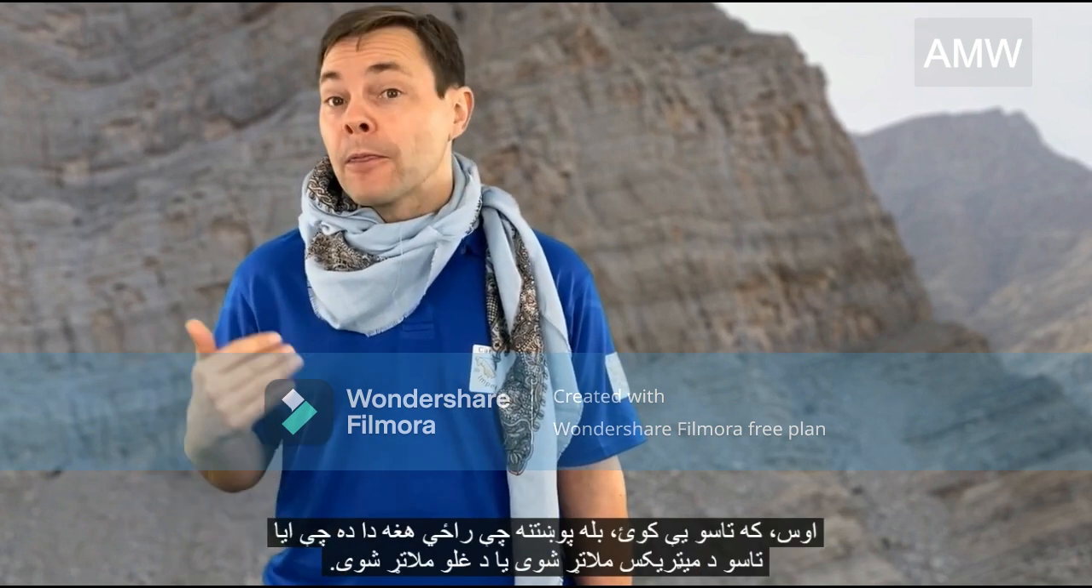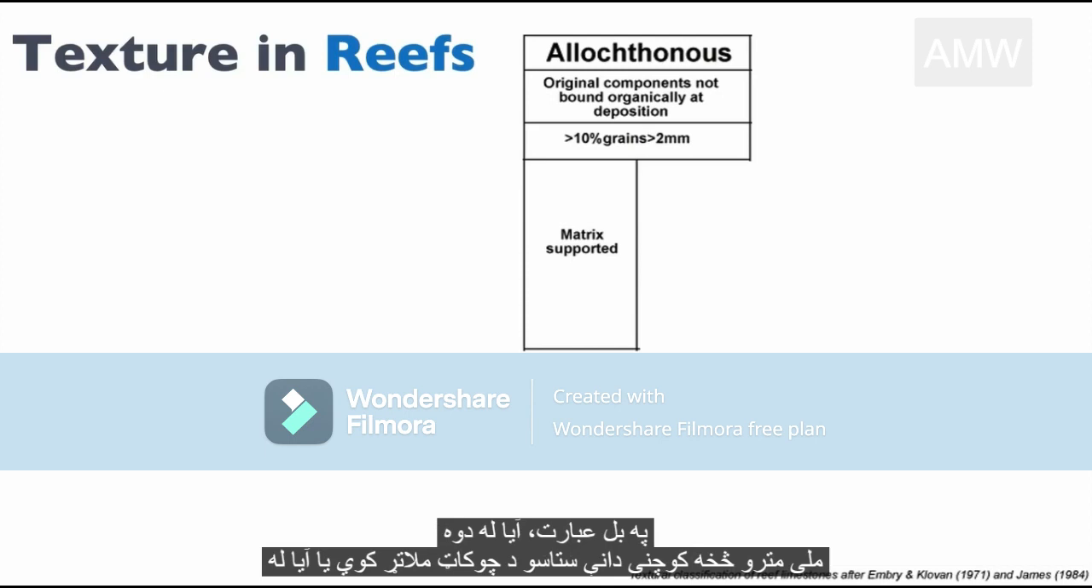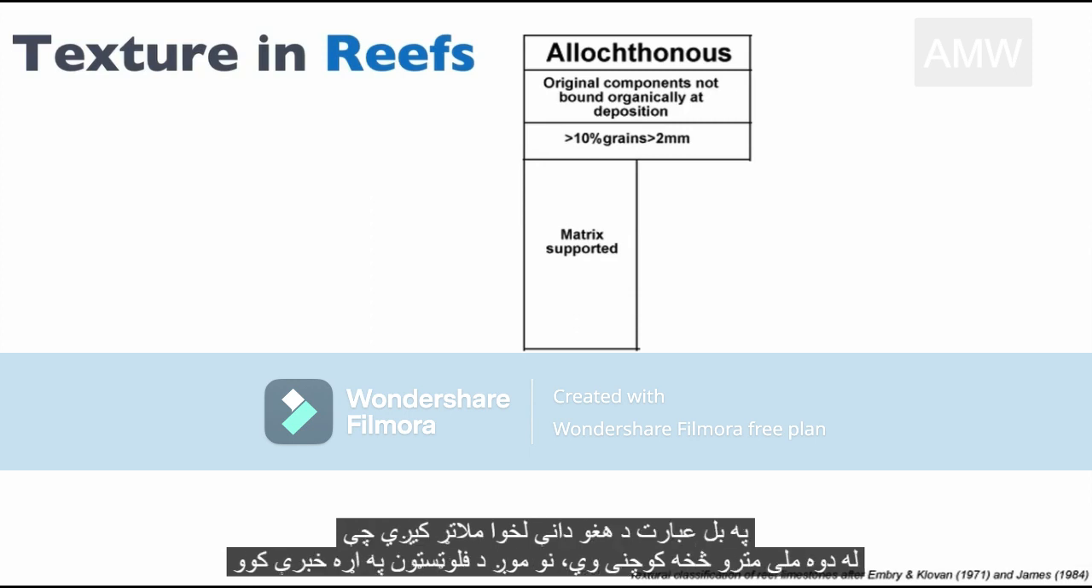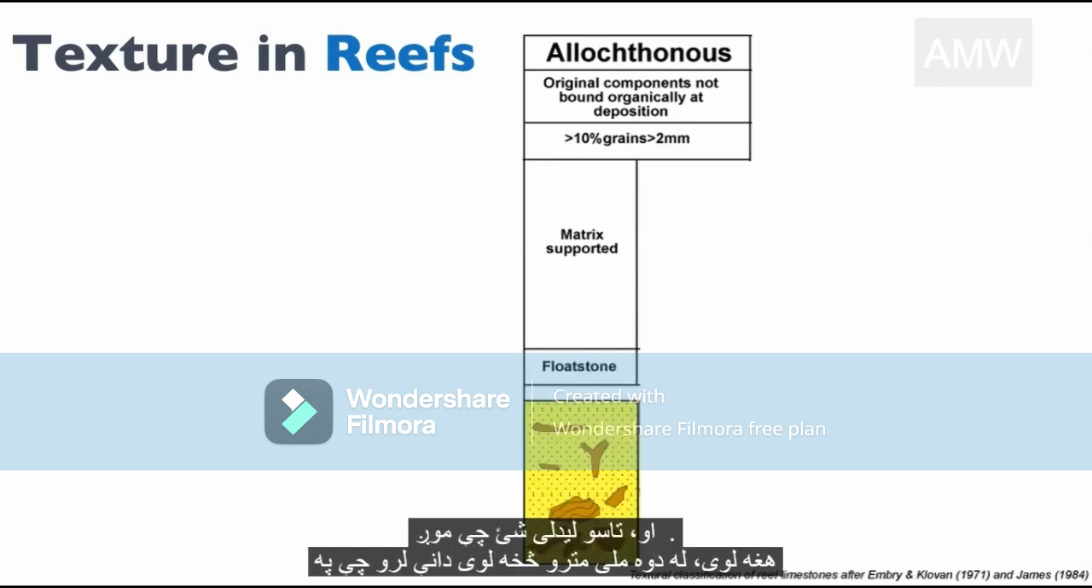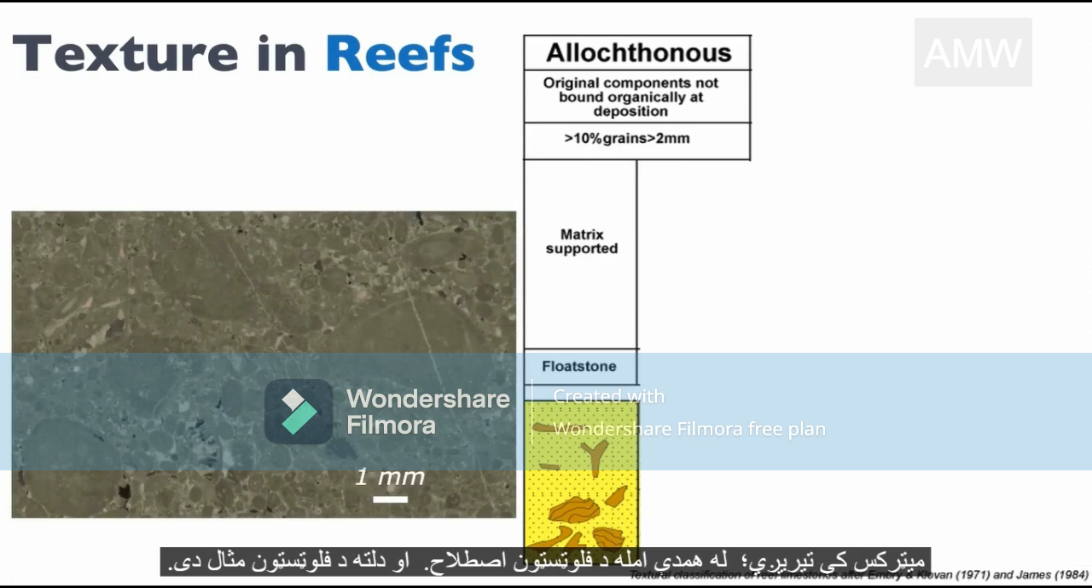Now, if you do, the next question that comes is whether you are matrix supported or grain supported. In other words, whether grains smaller than 2 millimeters support your framework or whether the grains larger than 2 millimeters support your framework. So if you are matrix supported, in other words, supported by the grains that are smaller than 2 millimeters, then we talk about a floatstone. And you can see that we have those larger than 2 millimeter grains floating in the matrix, hence the term floatstone. And here's an example of a floatstone.